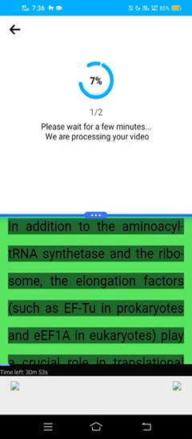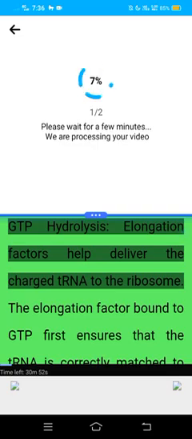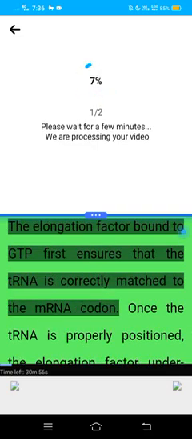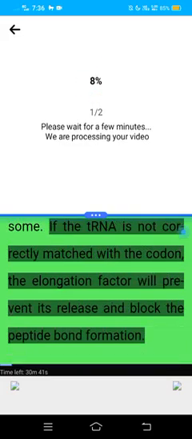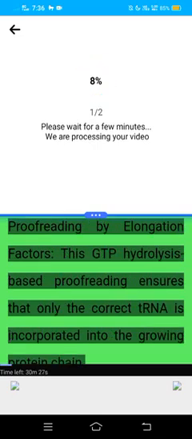In addition to aminoacyl tRNA synthetase and the ribosome, the elongation factors such as EF-Tu in prokaryotes and EF1A in eukaryotes play a crucial role in translational proofreading. GTP hydrolysis. Elongation factors help deliver the charged tRNA to the ribosome. The elongation factor bound to GTP first ensures that the tRNA is correctly matched to the mRNA codon. Once the tRNA is properly positioned, the elongation factor undergoes GTP hydrolysis, which changes its shape and releases the tRNA into the ribosome. If the tRNA is not correctly matched with the codon, the elongation factor will prevent its release and block the peptide bond formation.